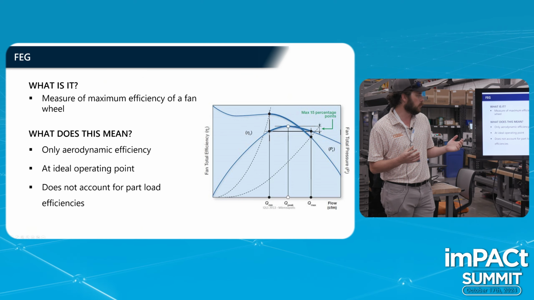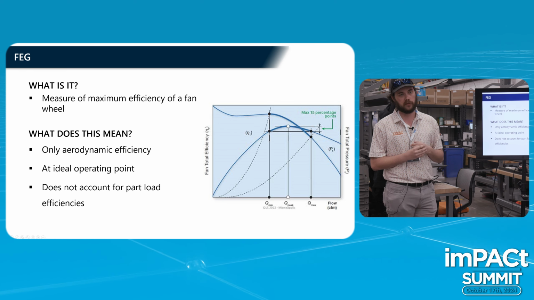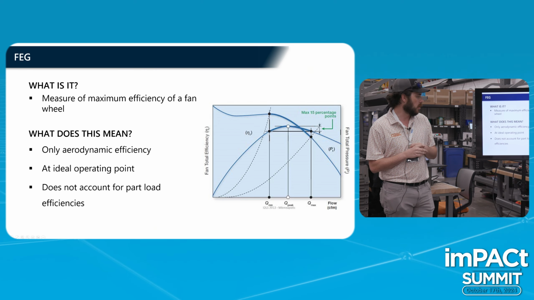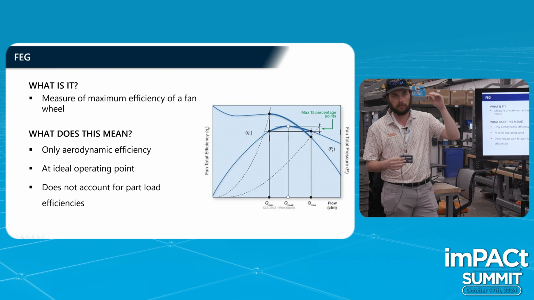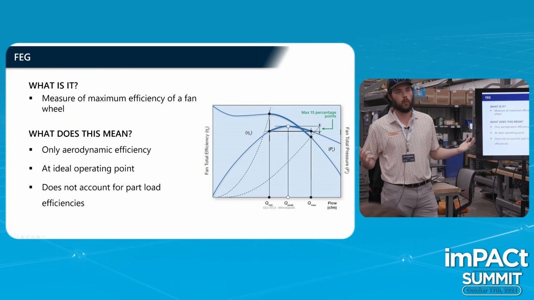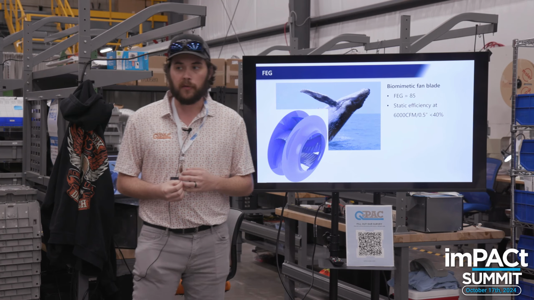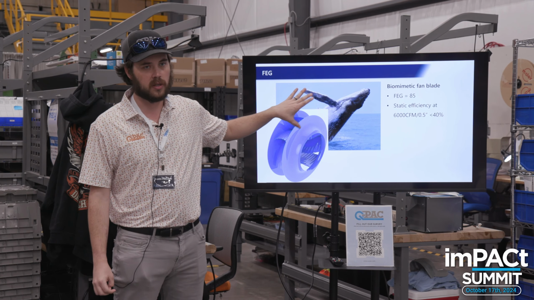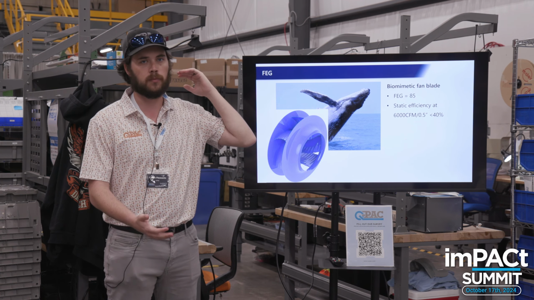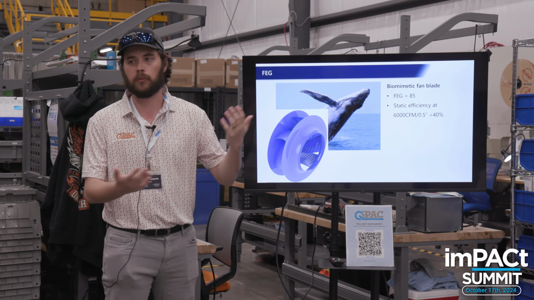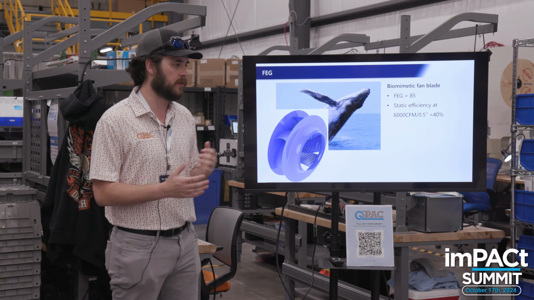It's only going to be the maximum that wheel can ever be. And it does not account for part load efficiencies either. It's just going to be at 100% RPM, at maximum efficiency point, what is the efficiency of that wheel. So everything used to be about FEG. That was what a lot of regulations were built off of. In the state of California, your FEG had to be at least 45 or 50, I can't remember what it was, but everything was based off of FEG.